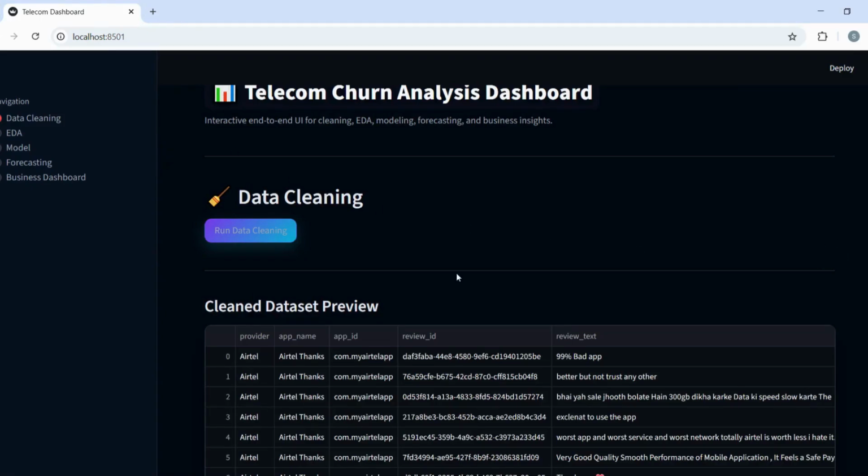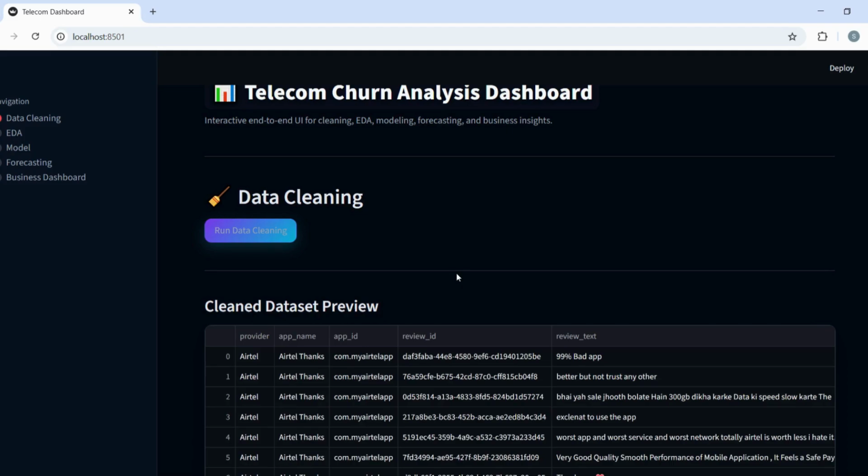Hello everyone, today I will be presenting my project on the Telecom Churn Analysis dashboard, which is an end-to-end interactive system built using Streamlit, Python, and machine learning. The goal of this project is to analyze telecom customer data and identify churn patterns, customer sentiment, and business insights. This dashboard helps telecom companies like Airtel, Jio, and Vi to make data-driven decisions to reduce the churn.